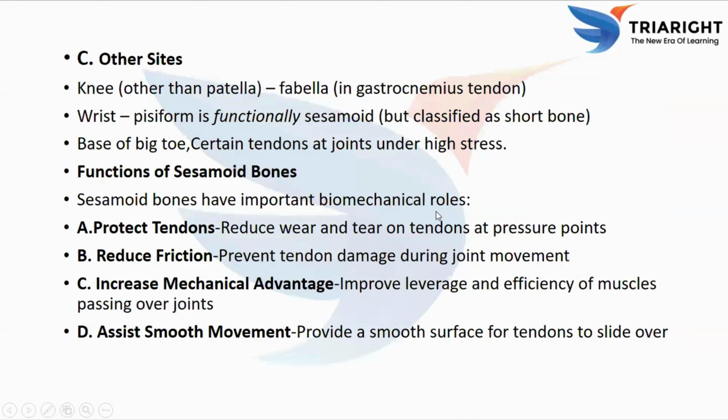You can also find them in other parts of the human body. You can also find one near the knee, a small sesamoid bone in the gastrocnemius tendon, which is behind the knee. It is not present in everyone. Next, coming to the wrist, there is the pisiform sesamoid bone. This pisiform bone acts like a sesamoid bone because it is inside a tendon. However, anatomically, it is classified as a short bone. Functionally, it behaves like a sesamoid bone. And then the other high stress tendon areas, especially around the base of the big toe, where the sesamoid bones are present, and other places where the tendons experience high pressure.